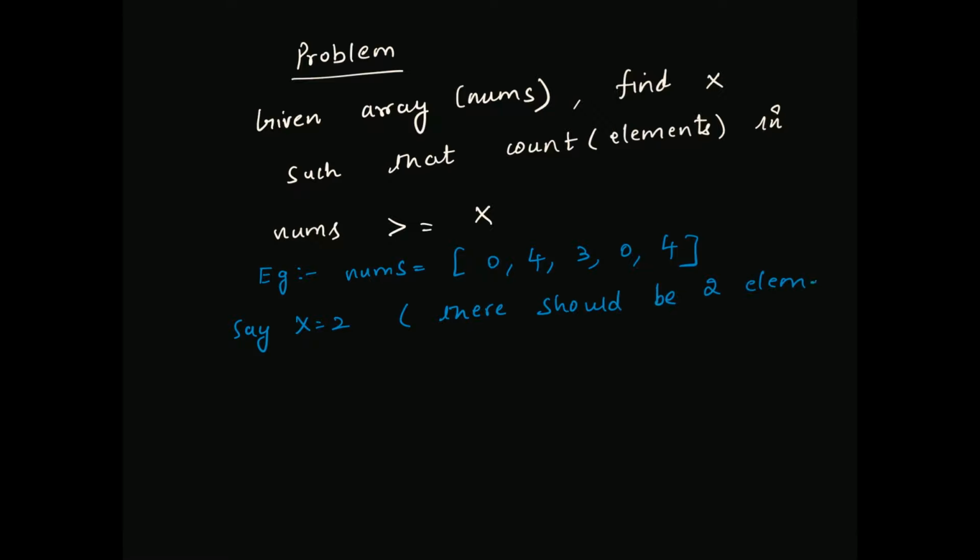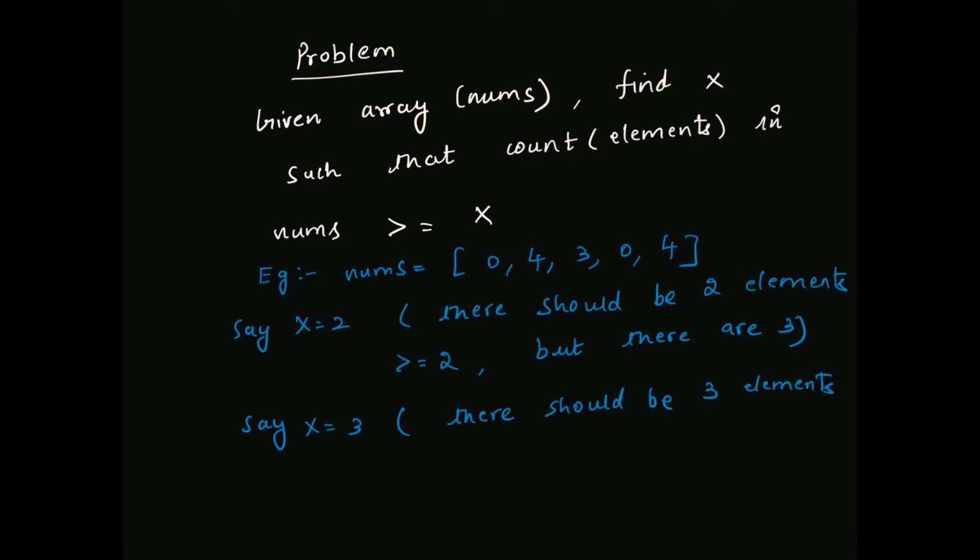Let's walk through an example array. Say x is 2, there should be 2 elements that's greater than or equal to 2 in the array. But here we have 3 elements, 3, 4 and 4. Say x is equal to 3, there should be 3 elements in the array that's greater than or equal to 3. In this case, we do have 3 elements that are greater than or equal to 3, so we return this value. We can break down this problem into 2 tasks.